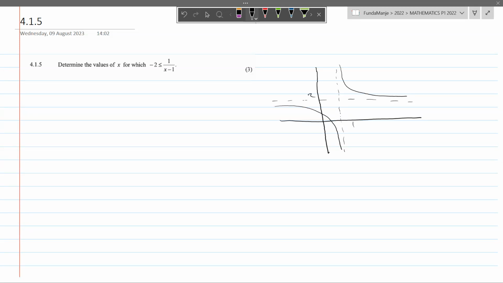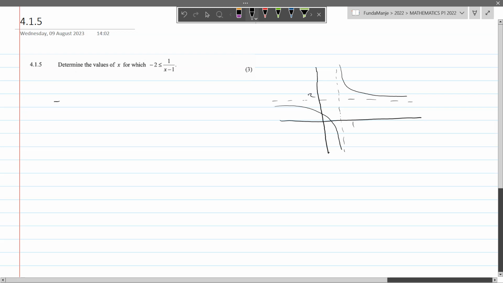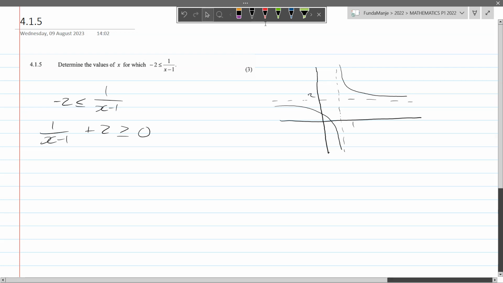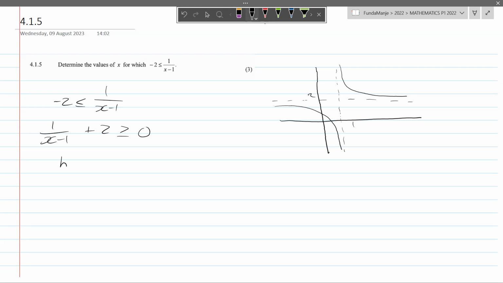4.1.5 says determine the values of x for which minus 2 is less than or equal to 1 over x minus 1. So this might seem like a troubling question at first, but if you rearrange it, you get that 1 over x minus 1 plus 2 has to be greater than or equal to 0. And we know this just represents our function, which should be h of x, or whatever it is. It represents our function, for which values of x will our function be greater than or equal to 0.